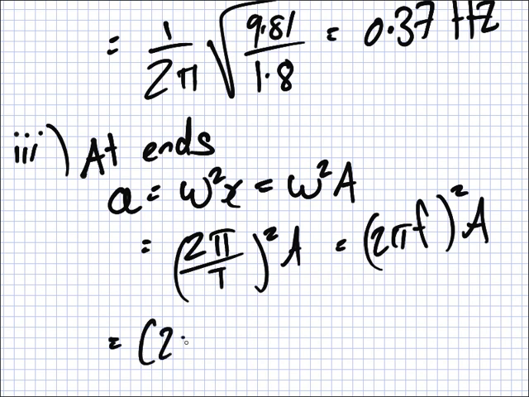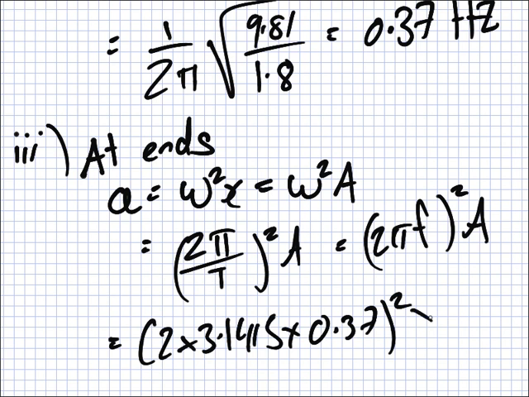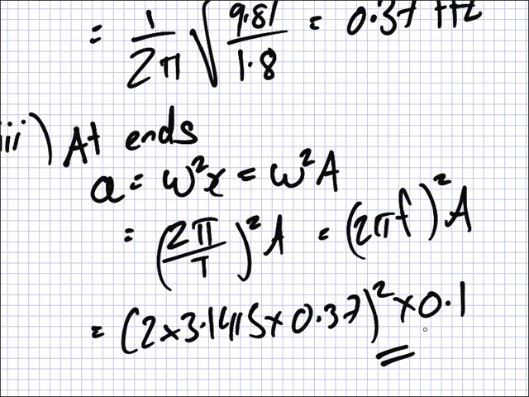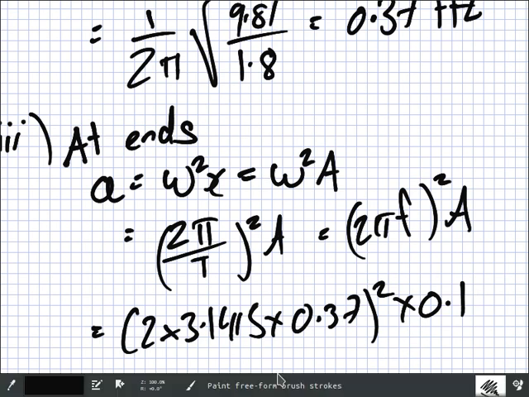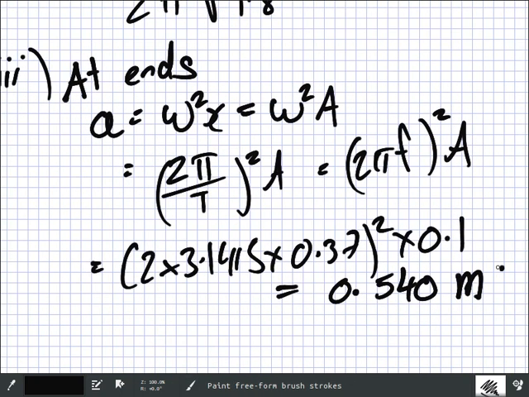which is 2 times 3.1415 times 0.37 squared times 0.1, which is 0.540. Which have the second square? 0.545. Yeah, but it's not exactly 0.37. 0.371 is better. You get 0.545, is it? Yeah. Okay, thank you, that's good.